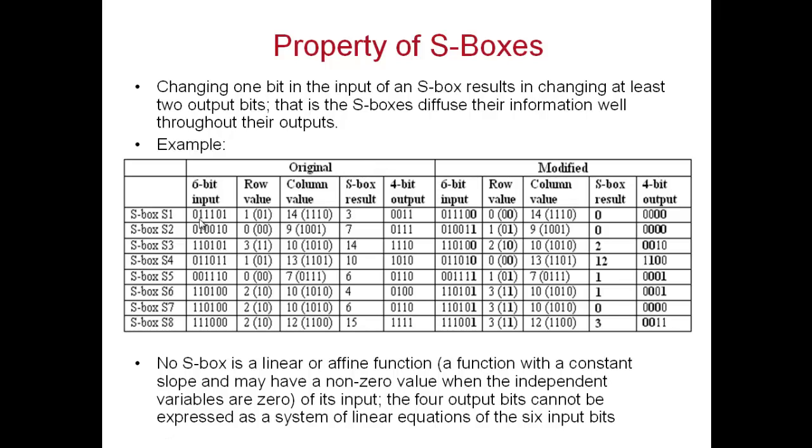S-Boxes have been designed in such a way that it is not easy to predict the values of the outputs. It's very difficult to predict the value of the outputs. It's not a linear function, or even a slightly more complicated function called an affine function. So it's very difficult to predict what the 4 output bits will be for the 6 input bits.